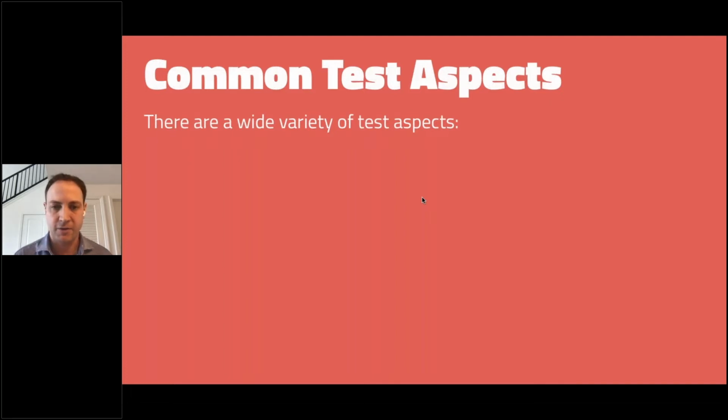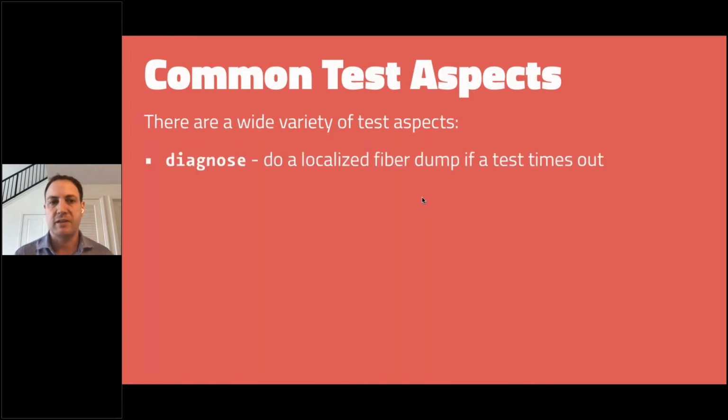I like to joke, it's like one of those Apple commercials where there's an app for that. There's a test aspect for that for just about any question I get about how to do something within ZIO Test. So just to give you a couple of examples, there's an aspect called diagnose that says if a test is taking too long, if it's not terminating, then it's going to time out the test and then print out a localized fiber dump of every fiber that was involved in that test, what that fiber was waiting on, what the parent fibers of each of those fibers were.